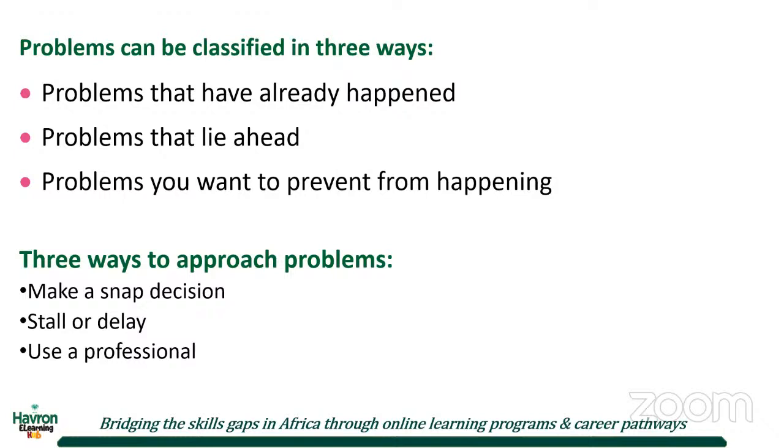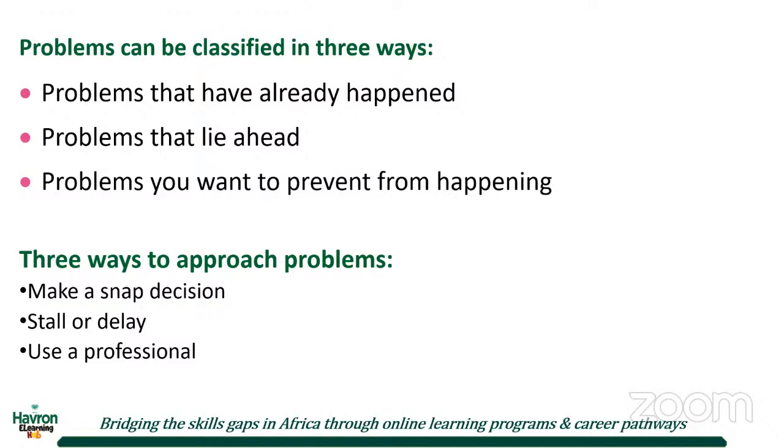So here we can classify problems into 3 ways. Next slide, please. Problems that have already happened. You can classify them as problems that lie ahead. You can equally classify them as problems you want to prevent from happening. Then there are 3 ways to approach some of these problems.